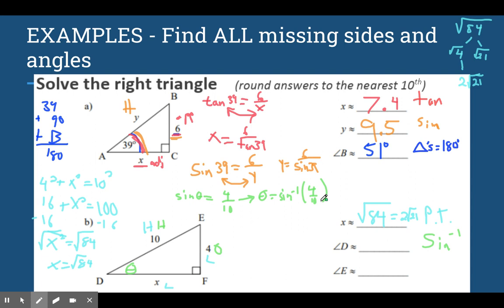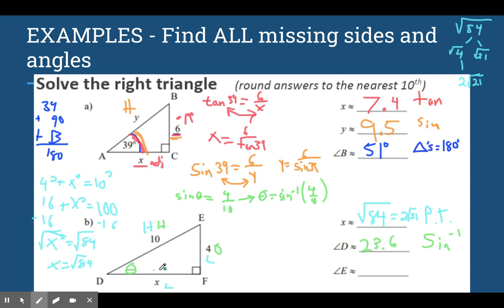All right, so you plug that into your calculator. Remember, make sure you're in degrees setting. Inverse sine of 4 divided by 10. I'm typing that into my calculator, and we get about 23.57, which would round to about 23.6.